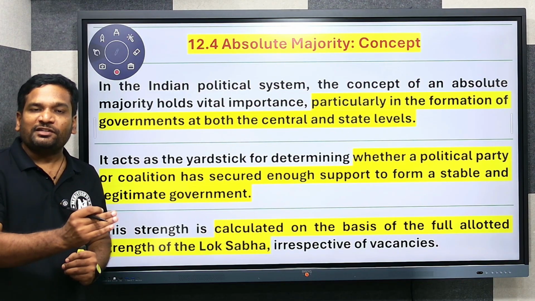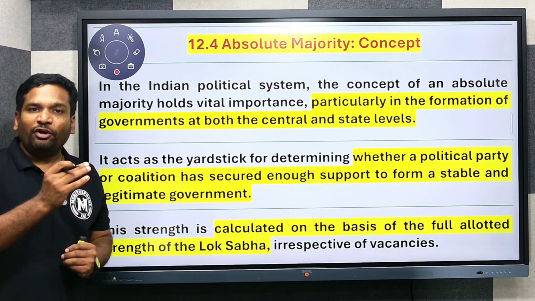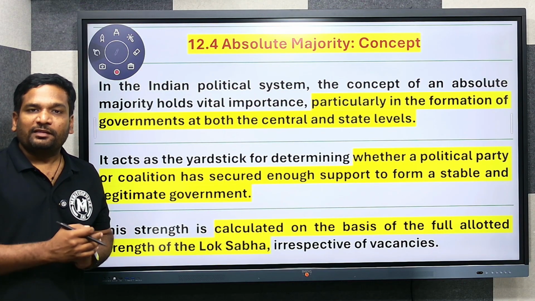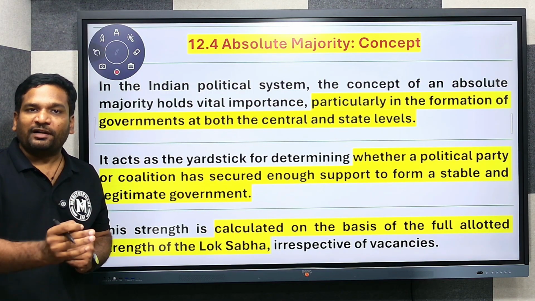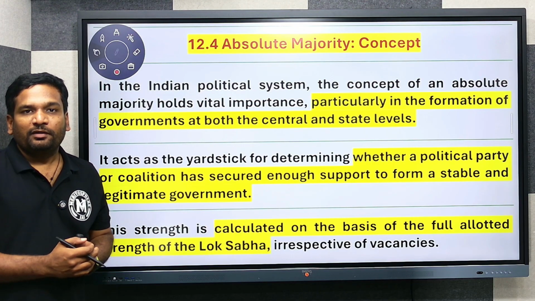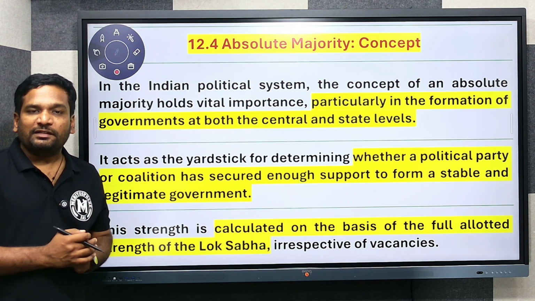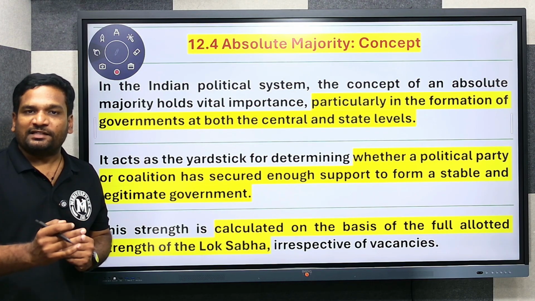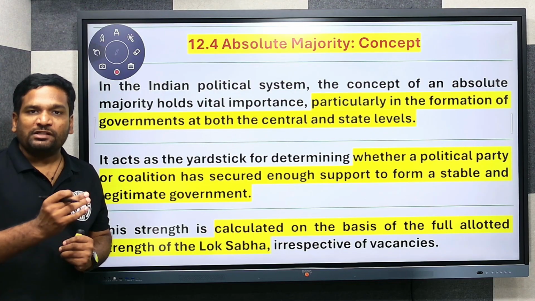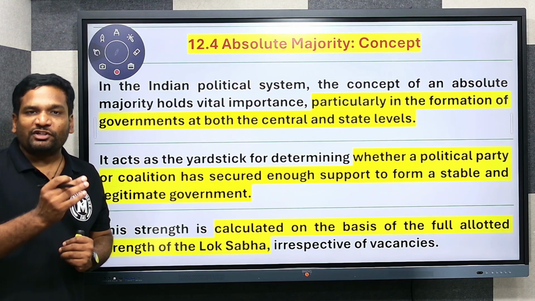So we have seen the special majorities are four types. Under certain special majorities, out of these four, the absolute majority is used as a component. The absolute majority is used as a component under the special majority, but the independent use of absolute majority is not found in the Indian parliamentary system. Apart from this, the absolute majority is also very much useful for formation of the governments at the central level and the state level. Any party or a coalition, if it has to form a government at the center or at the state level, it has to cross the benchmark of absolute majority.